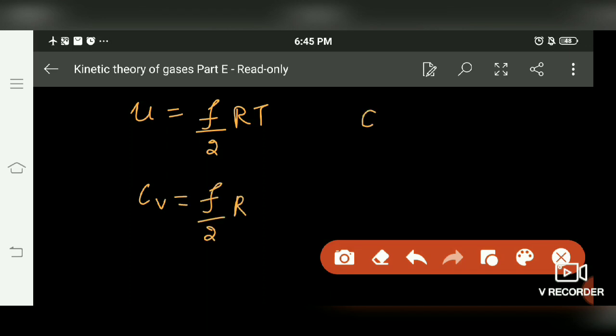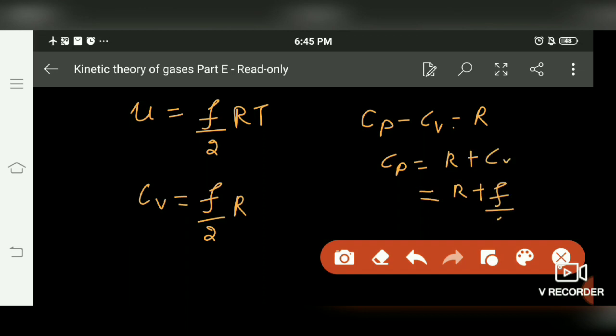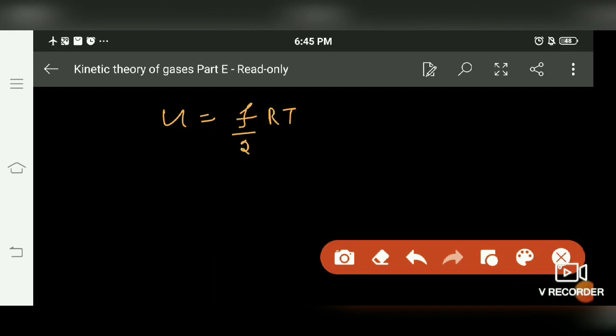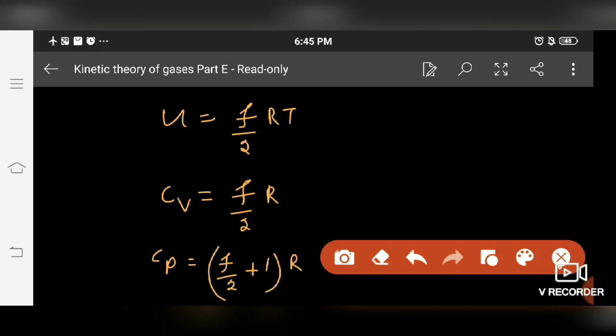And there is Mayer's equation that Cp minus Cv equals R. So from here we get Cp is equal to R plus Cv. If we substitute the value of Cv here, we get F by 2 R. So U is equal to F by 2 RT, Cv equals F by 2 R and Cp is equal to F by 2 plus 1, bracket close, R.